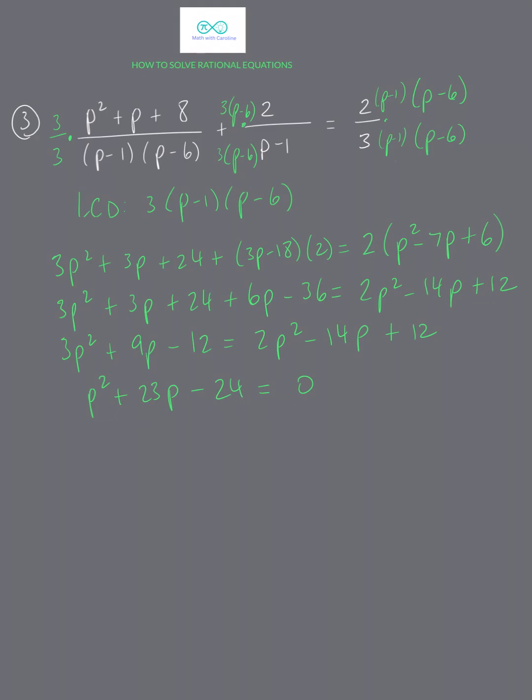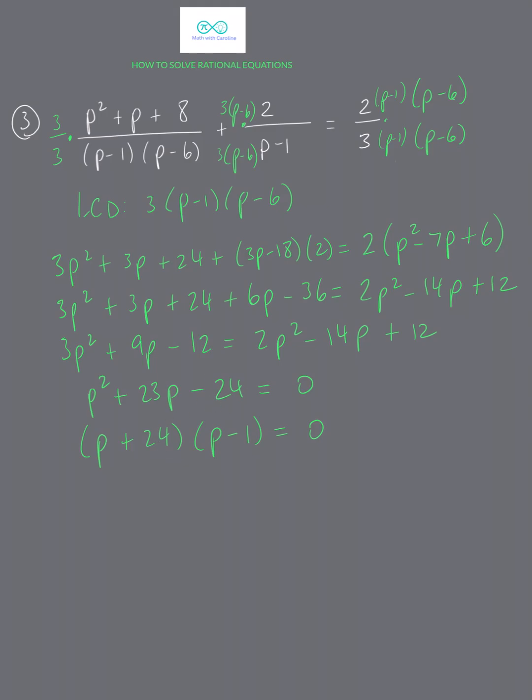What are the two numbers that multiply to negative 24 and add to 23? 24 and negative 1. So those will go in my factors. I could always multiply this back out to check my work, but I will have plus 24p minus 1p. That will give me my positive 23. 24 times negative 1 will give me my negative 24.